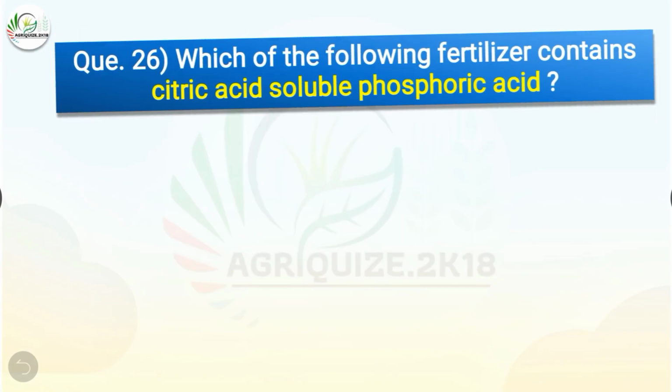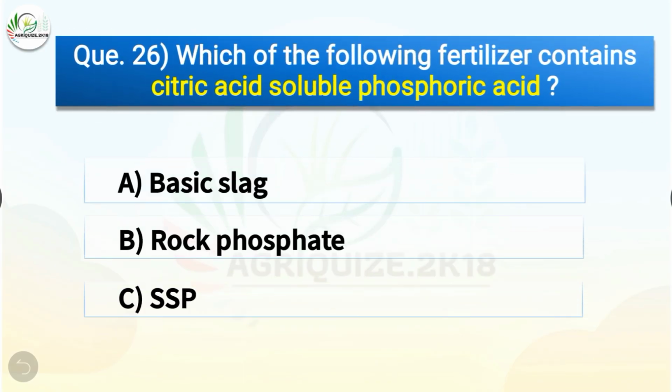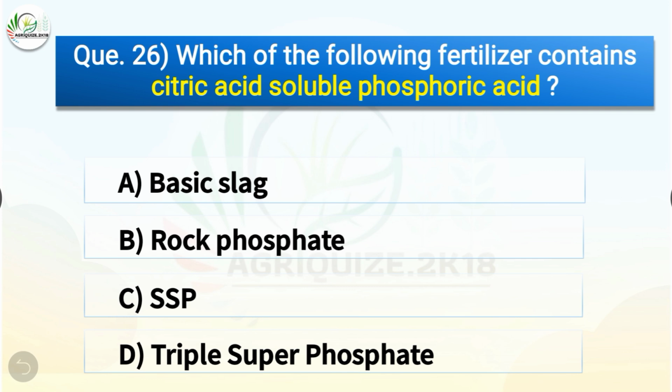Question number 26. Which of the following fertilizer contains citric acid soluble phosphoric acid? The options are basic slag, rock phosphate, SSP, or triple superphosphate. The correct answer is option A, basic slag. So basic slag is the fertilizer which contains citric acid soluble phosphoric acid.